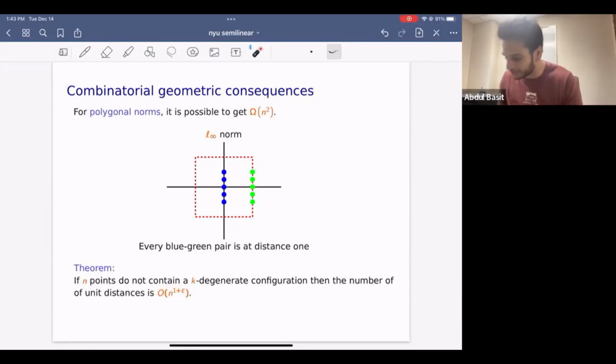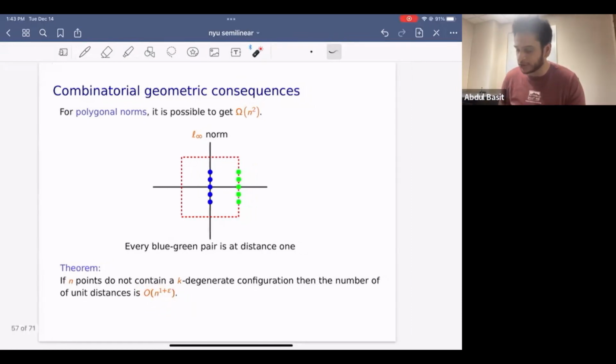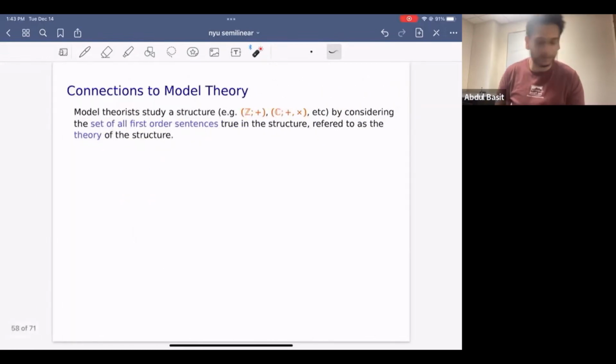So that's some stuff in combinatorial geometry. Maybe I can talk about some connections to model theory. Two of my co-authors are model theorists, and the reason they're interested in this is, well, I'll try to explain a little bit of that.